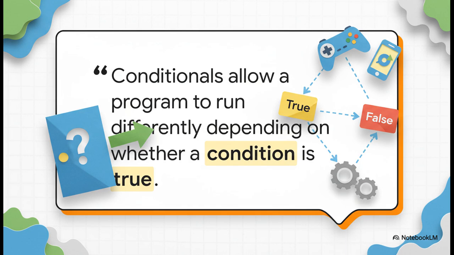So, it all boils down to this. Conditionals are what make programs flexible. They're what allow a single piece of software to react and behave in a million different ways depending on what you, the user, are doing or what's happening in the game. It makes them dynamic instead of static.